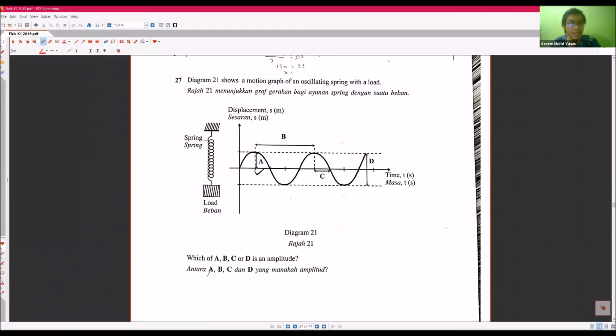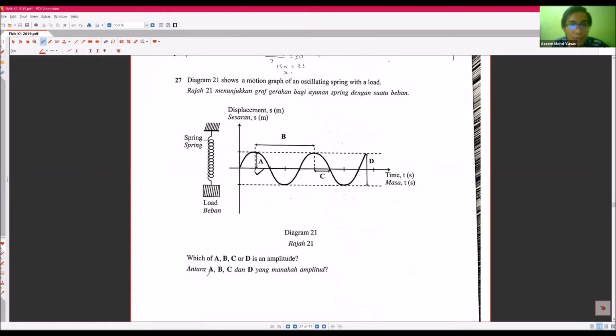Start with our section today. We continue with paper 1 SPM 2019, but today we cover the Form 5 with the rest of the questions. So let's see question number 27 here.